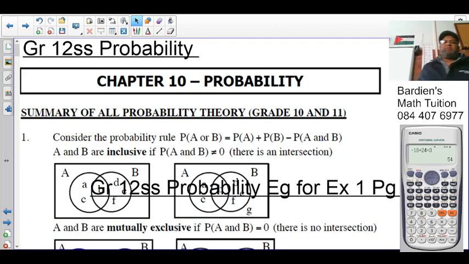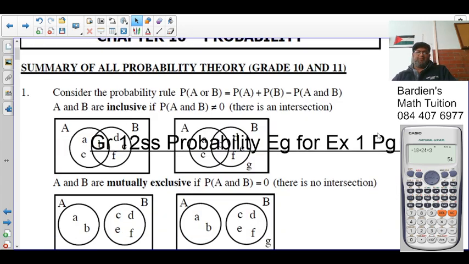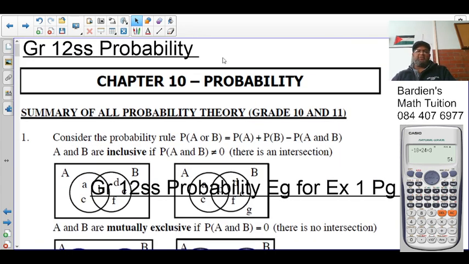Okay, good afternoon class. So today we're looking at probability. At this point you guys have completed the homework exercise on page 306, which deals with grade 8 to 11 probability. Okay, so now we're going to look at the grade 12 section of probability.